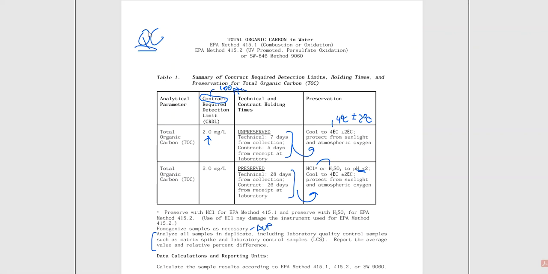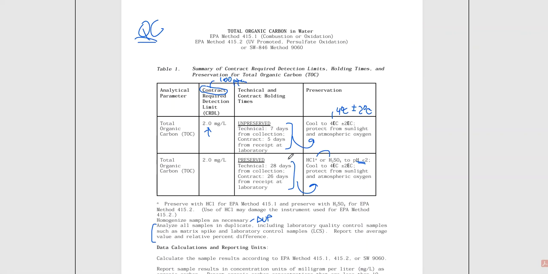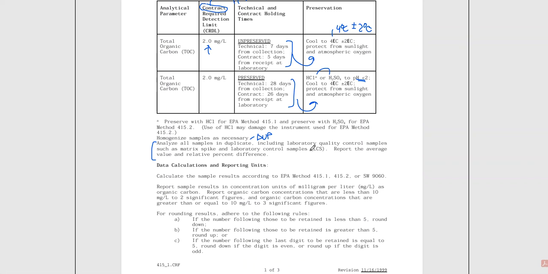Dupes. Oh no, dupes. And it says all samples. All samples. So if a company delivers 10 samples to the lab, every one of these samples will have to be duplicated, and that means we're actually running 20 samples in the long run. We've got A's and B's or 1s and 2s. So everything is going to double depending on how many samples are provided.